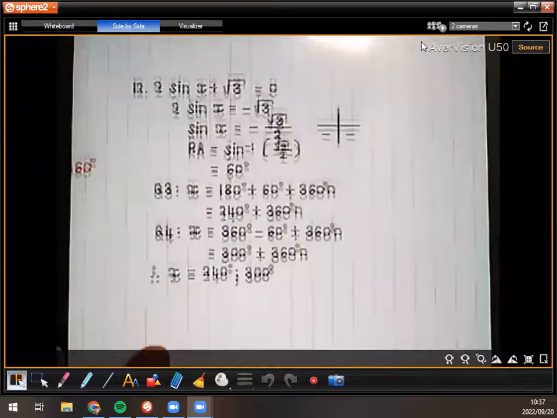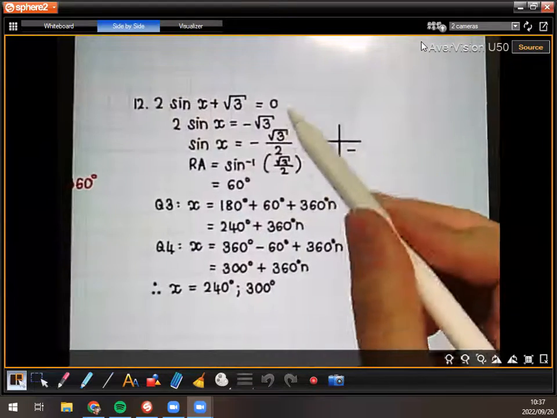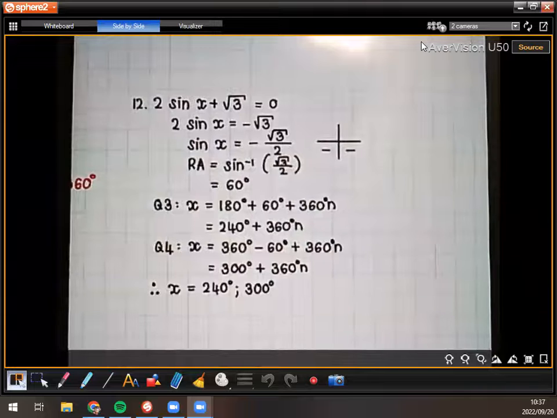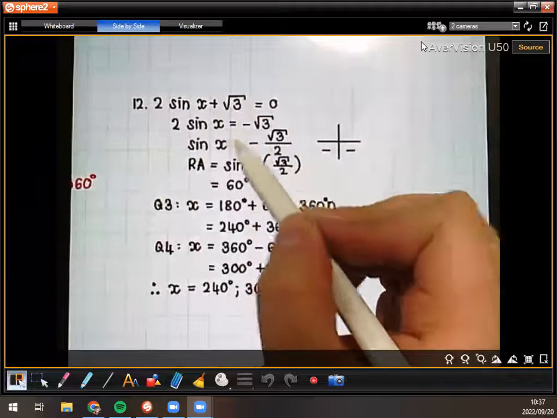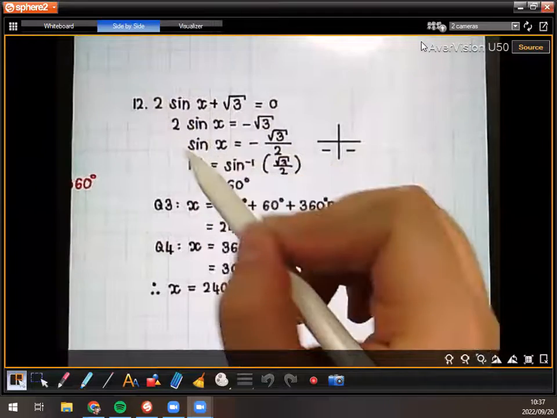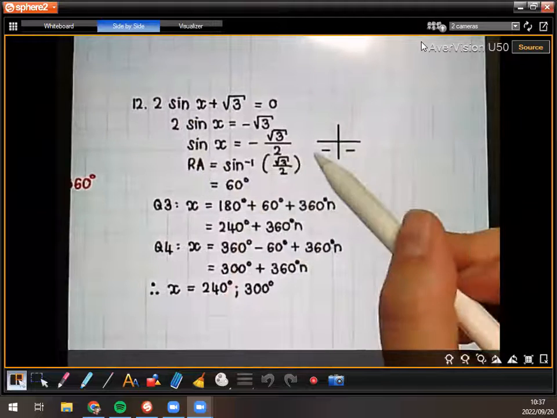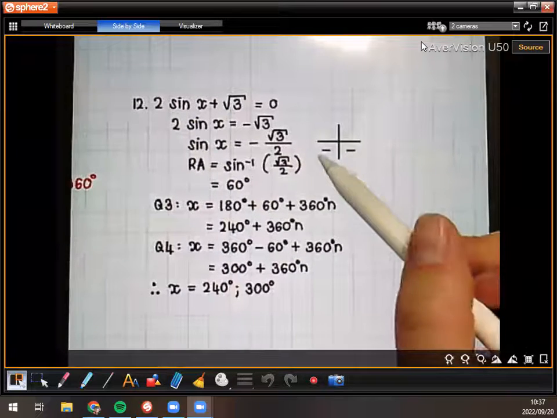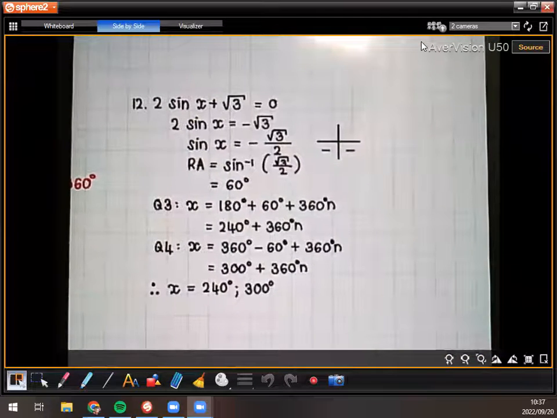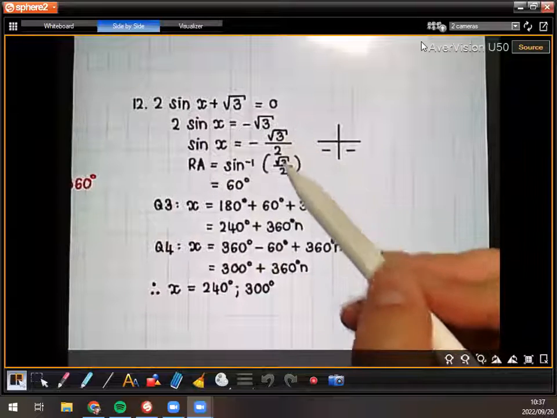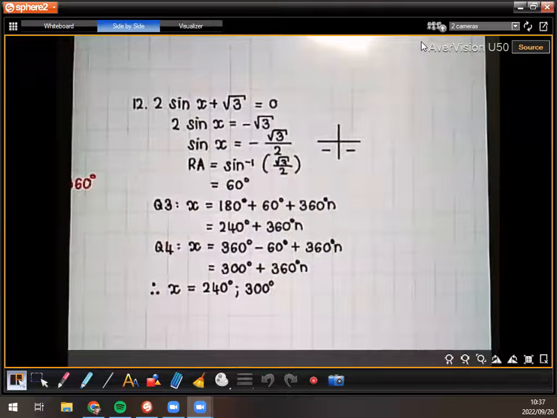Alright, let's look at number 12. Remember, I just asked you to change that color. The same thing as with the previous one, you take the plus root 3 over, it becomes minus root 3, and then we divide by 2. So again, this is negative and it's sine, so we're going to work in the quadrants where sine is negative, which is quadrants 3 and 4. You find your reference angle by doing shift sine of the positive value, the 60. Quadrant 3 is going to be 180 plus 60. Quadrant 4 is going to be 360 minus 60.